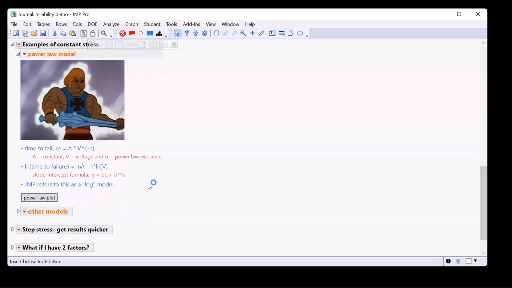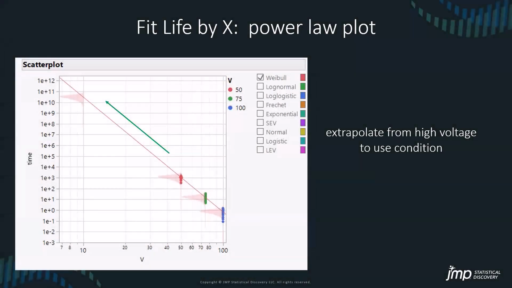So what is the power law plot going to look like? Again, this is going to be very similar to what we just saw for the Arrhenius. I have, in this case, 3 different voltages: 50, 75, and 100 volts. I run tests at these voltages, and I get failure times. I'm trying to get failure times in a reasonable amount of time. Again, we're clipping at 2,000 hours.